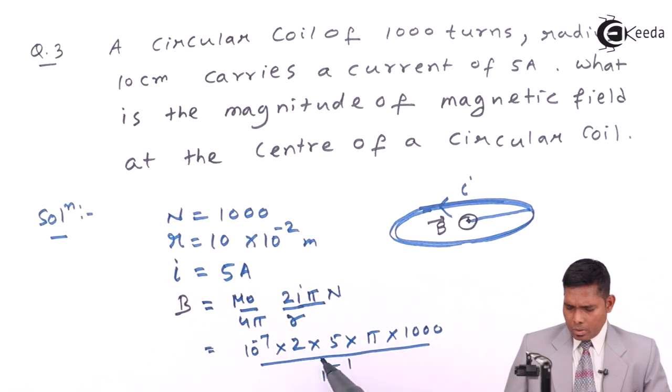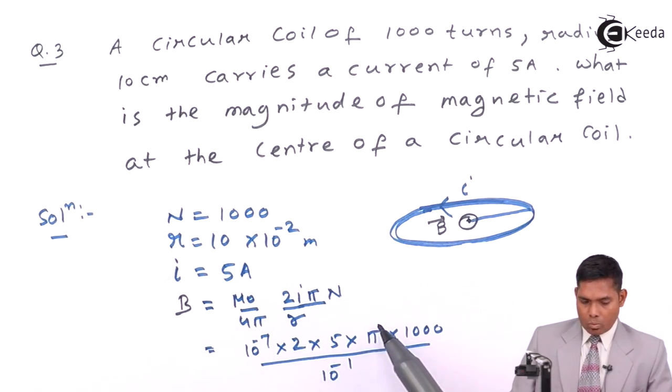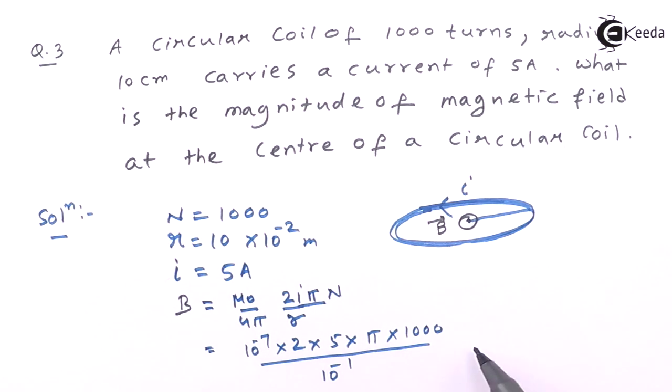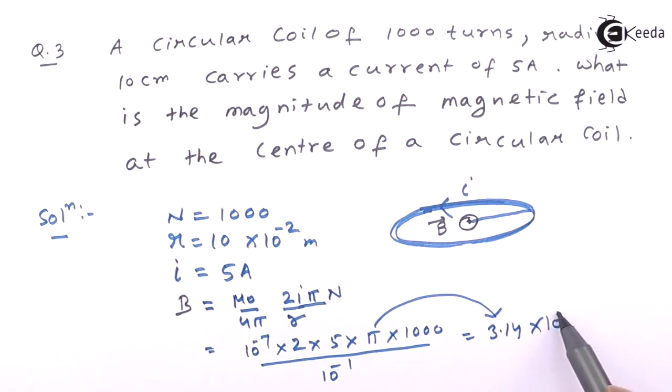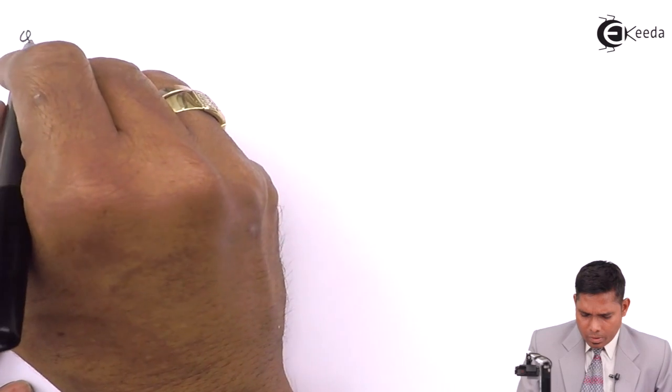Solving this, we'll get the answer. So 10,000, 4 minus 3, again minus 2, so 3.144 pi and 10 raised to minus 2 Tesla. This is the answer to this question. Let us take one more question. Question number 4.